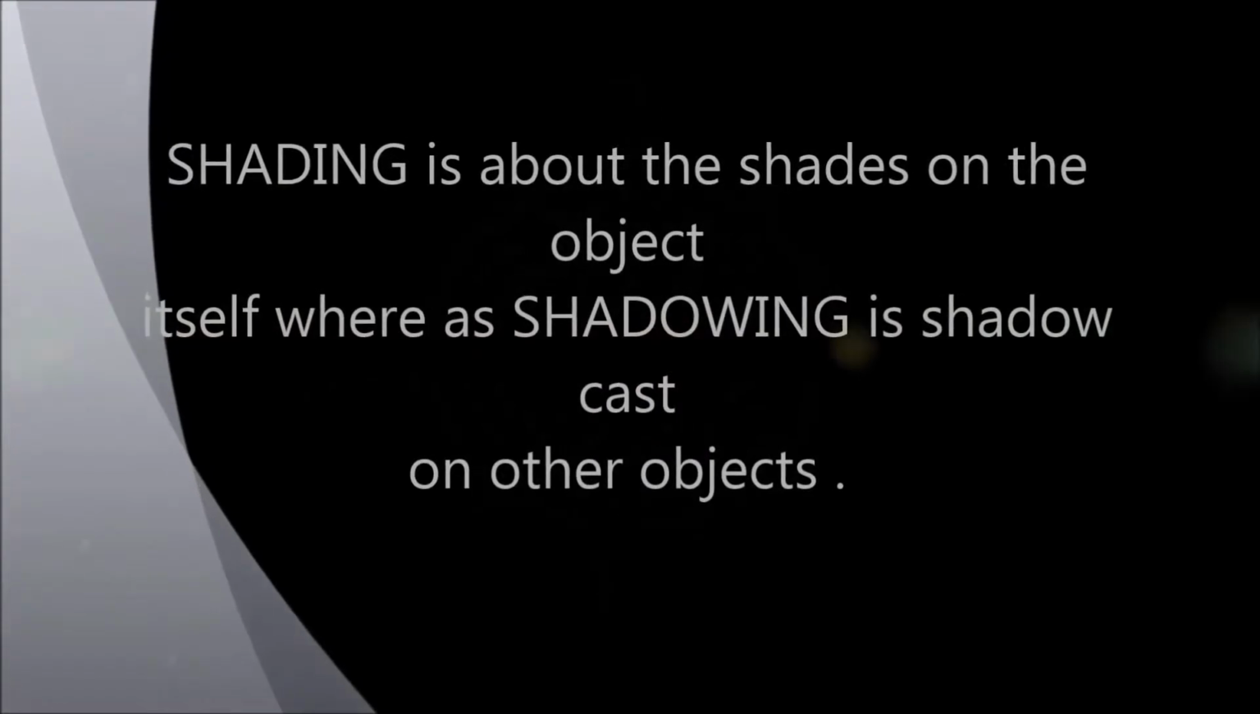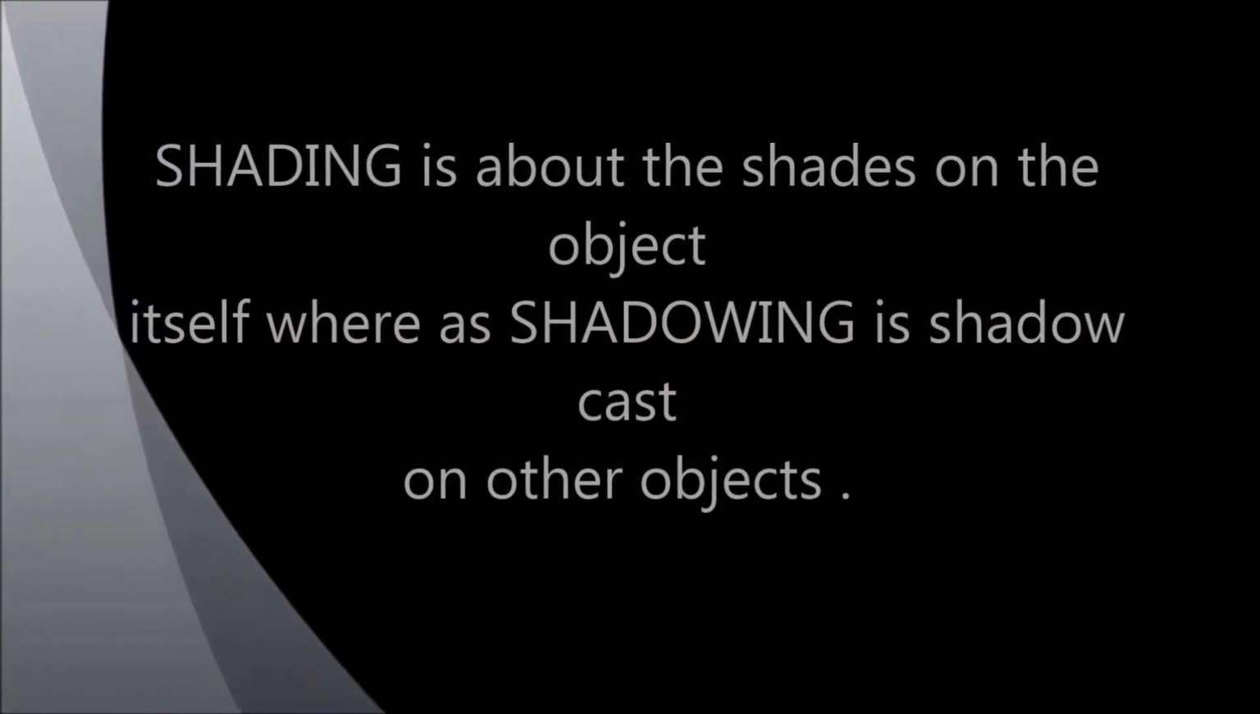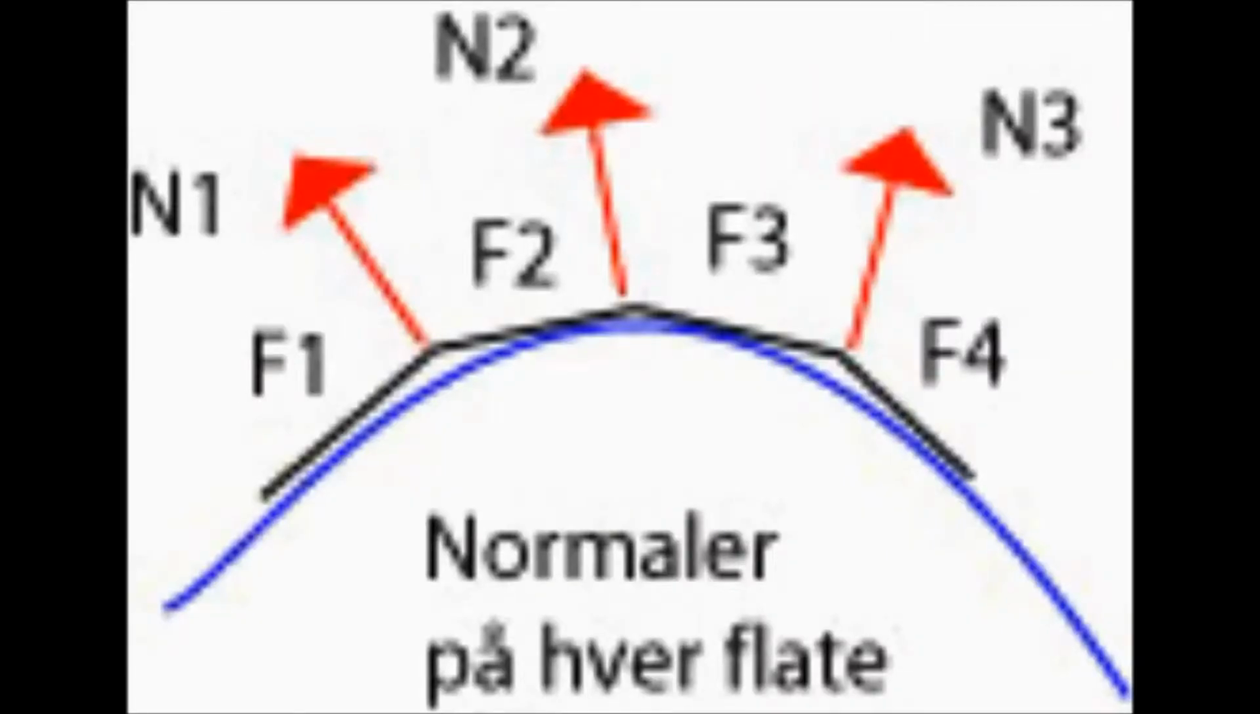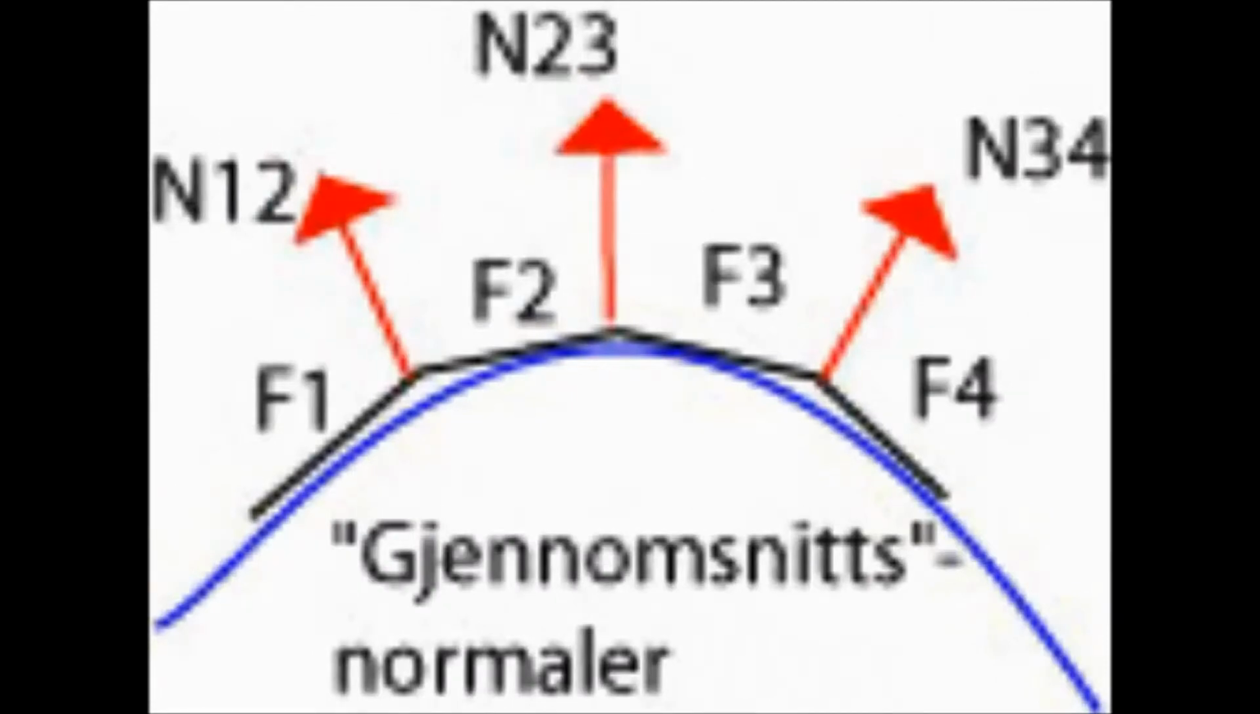Shading is about the shades on the object itself, whereas shadowing is shadow cast on other objects. The left sphere shows us shading and the right sphere shows us smoothness. We can calculate the normal of each surface and use the normals from surface n-1 and n when we render surface n. This will give an acceptable smoothing if we have small surfaces or small differences in directions. We can use normals that are the average of the normals in the border corners. This is obviously a better and more robust approach.